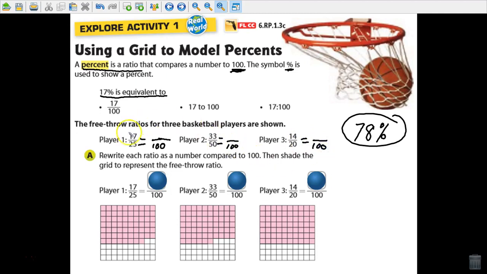So, how do I get 25 to 100? I have to multiply by 4. Whatever I do at the bottom, I do at the top. 17 times 4 is, boom, 68. 50 to 100, I have to multiply by 2. Okay? So what's 33 times 2? 66.